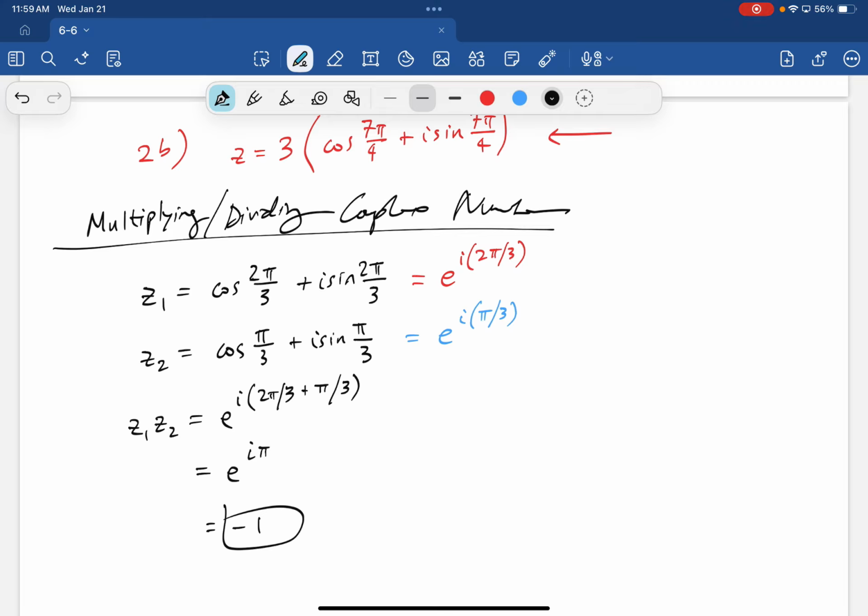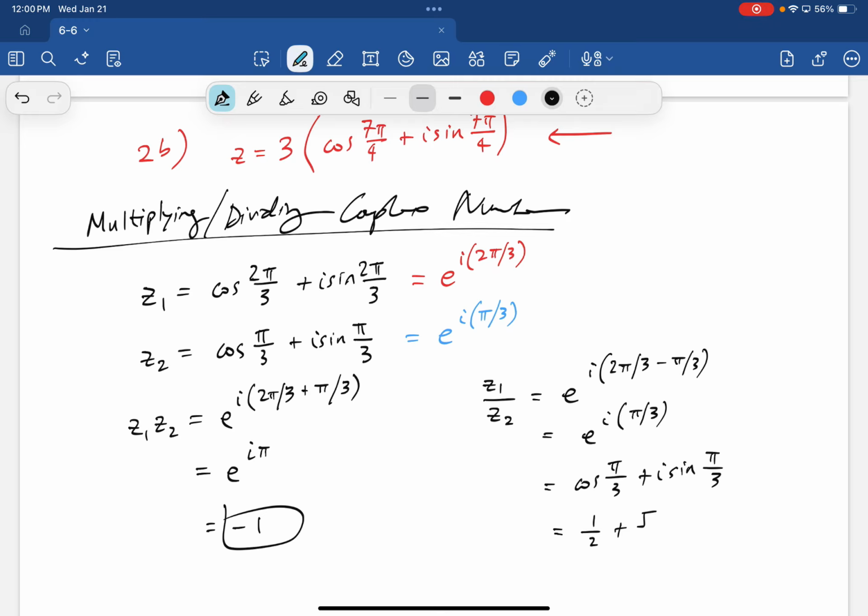Okay, we could also do division, right? Because division is just subtracting the exponents. So z1 divided by z2 is going to be e to the power of I times 2 pi over 3 minus pi over 3, which gives us e to the power of I times pi over 3, which you could calculate as cosine pi over 3 plus I sine pi over 3, which is 1/2 plus root 3 over 2i. Okay? Any questions?